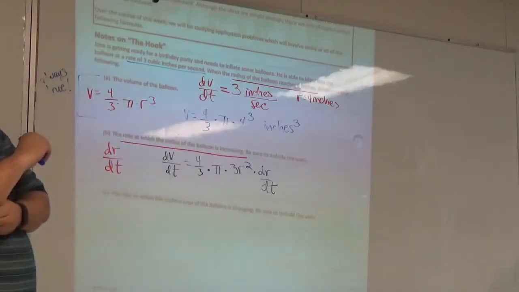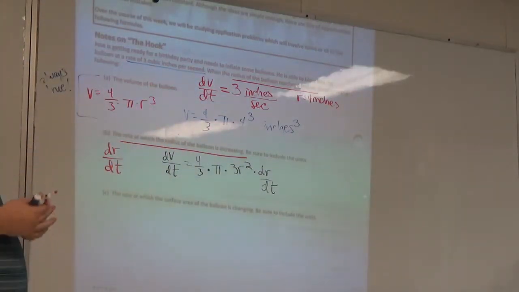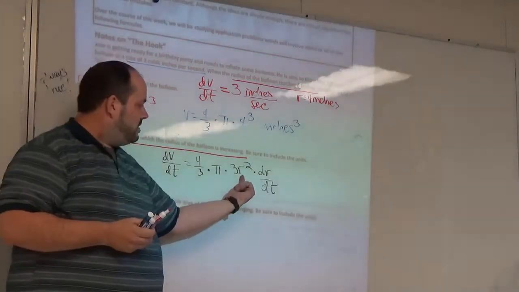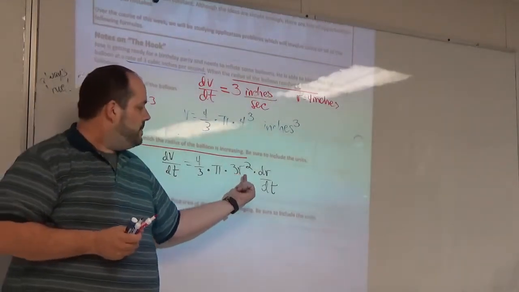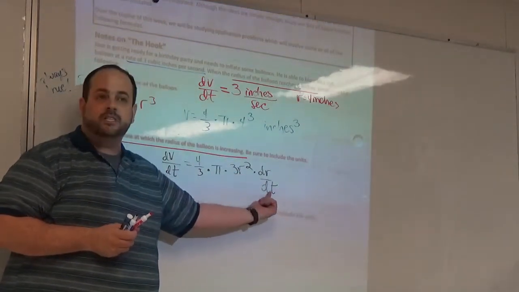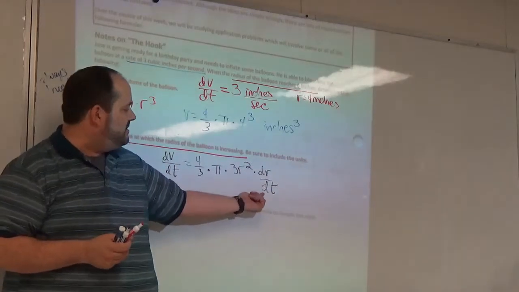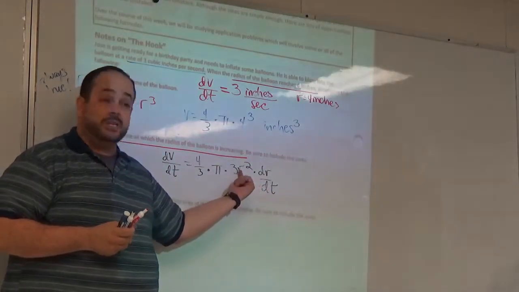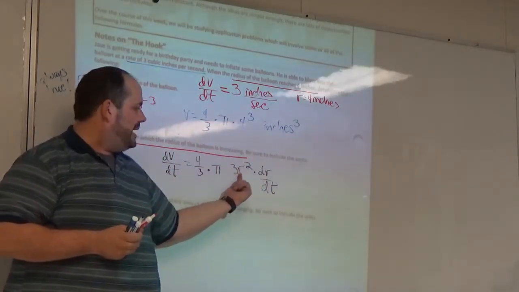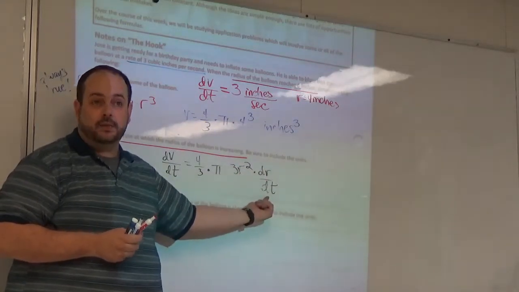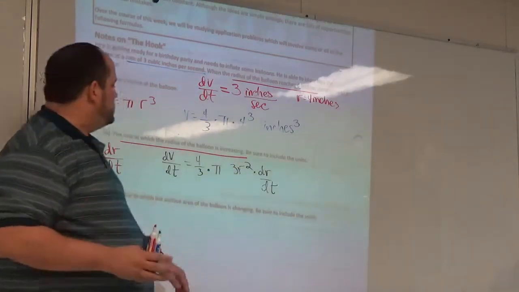Could you explain again how you got the dr and dt? Okay, I'm taking the derivative of r. R is the variable, but I'm taking that derivative with respect to time. It's like with implicit differentiation, if this was a y, you'd say 3y squared times dy/dx. Okay, so let's finish it off.